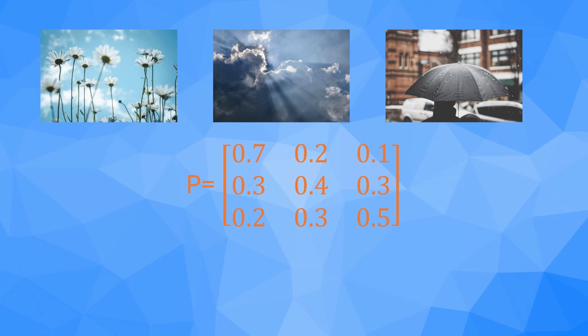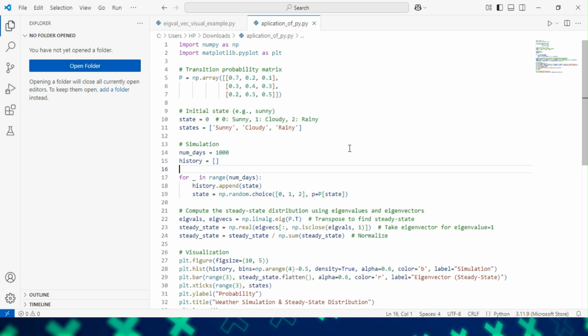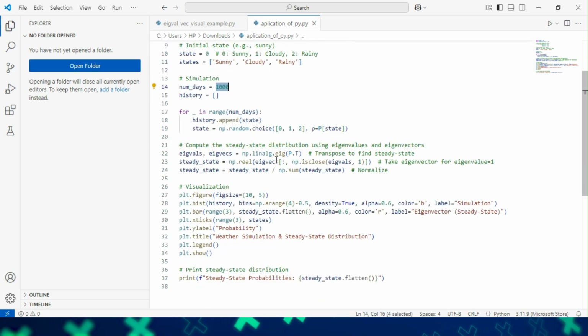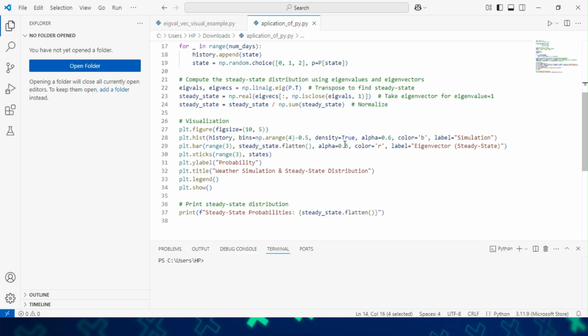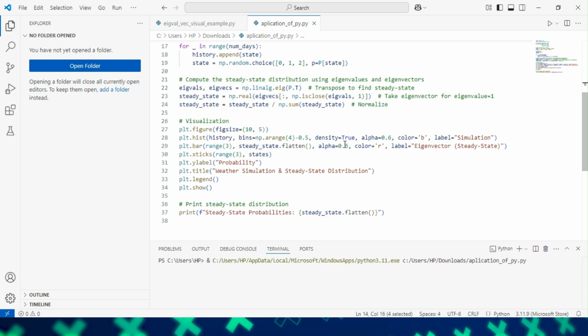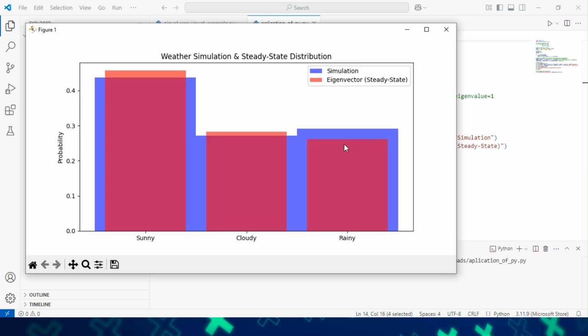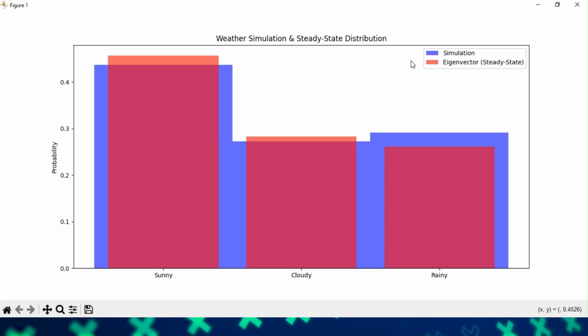For example, if today is sunny, then tomorrow has a 70% chance of being sunny, 20% chance of being cloudy, and 10% chance of being rainy. I have randomly simulated 1000 days of weather with the given probability, and I will compare it with the steady state I found using eigenvalues and eigenvectors. The answers are very close to each other. This indicates that the validity of the answers we get using eigenvalues and eigenvectors is great.